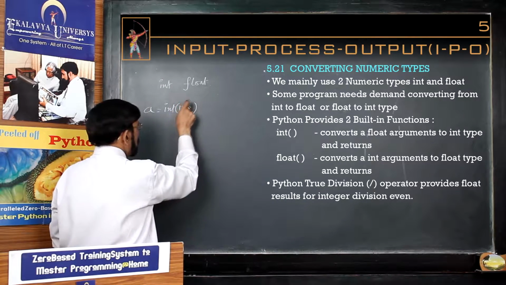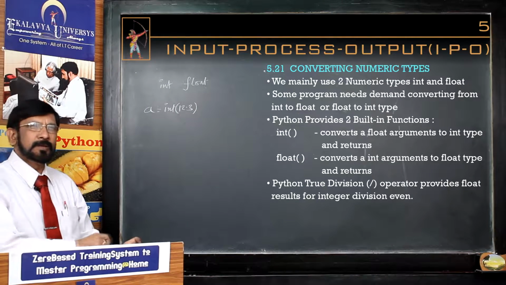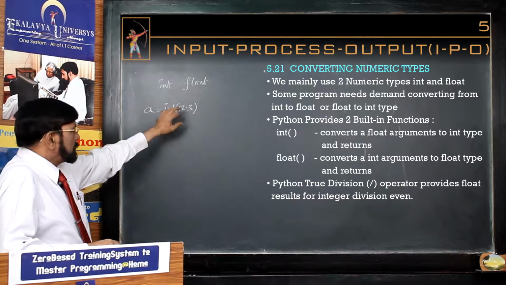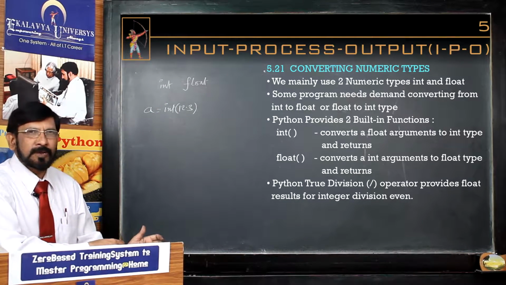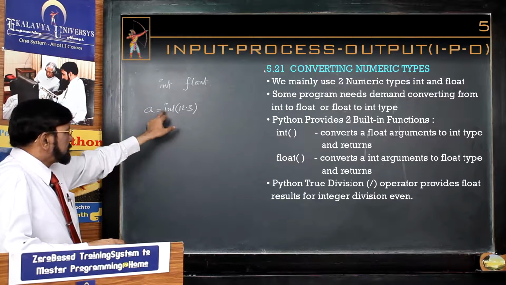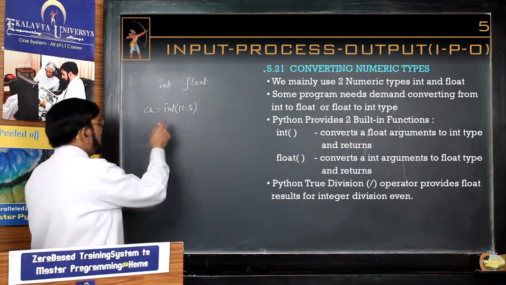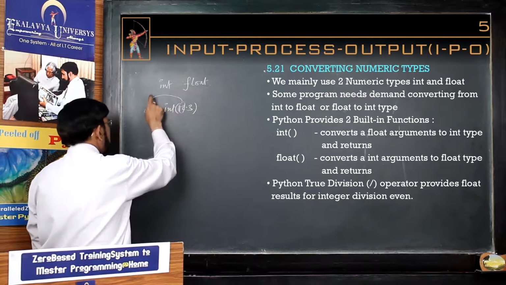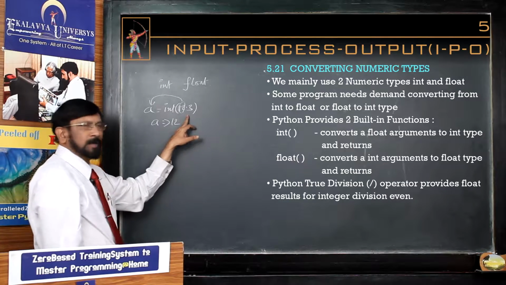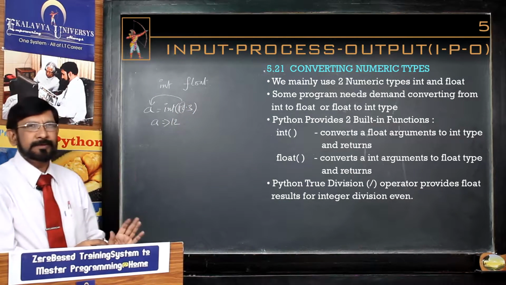Suppose you give 12.3, a float literal. Don't misunderstand that we have to give only a literal; you may give a variable also. It returns the integer part of the value, so now only this part is assigned to A, and if you write A's value, you get 12. That means 0.3 is truncated.